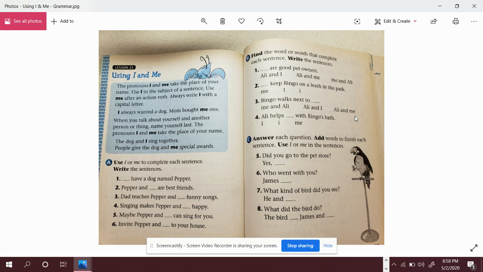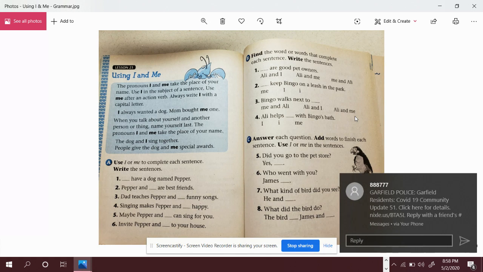Today we are starting a new grammar lesson. They are also pronouns, which we have been working on, and they are I and me. The pronouns I and me take the place of your name.